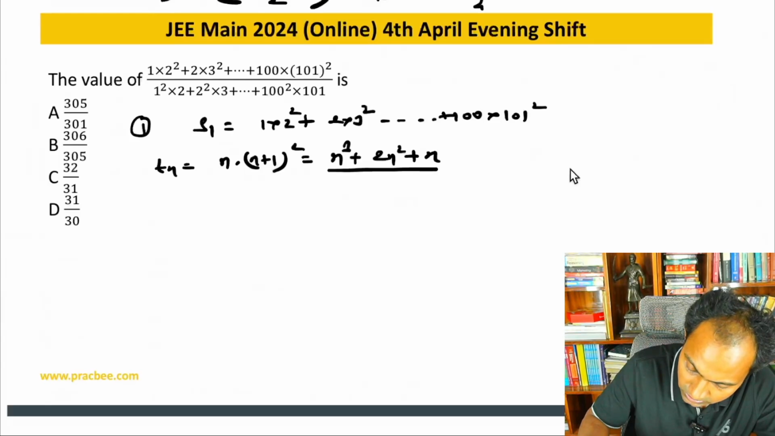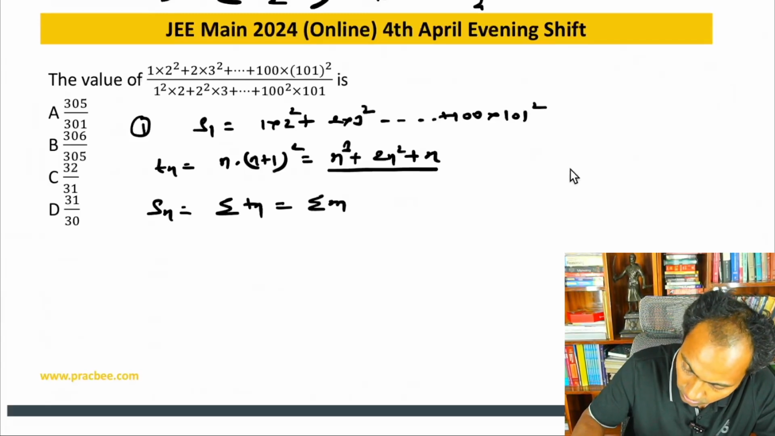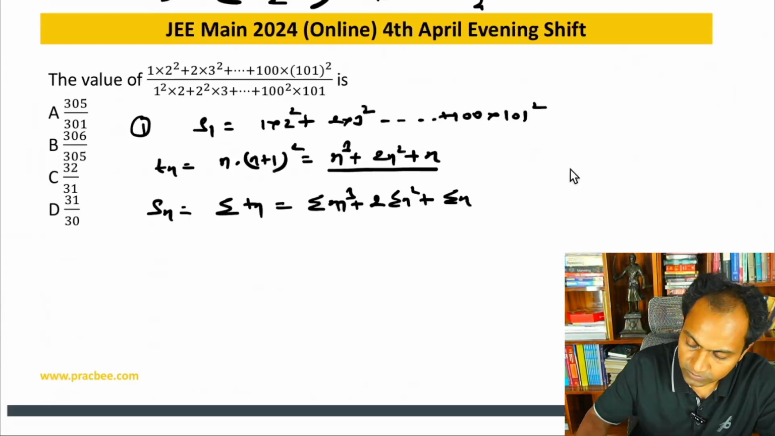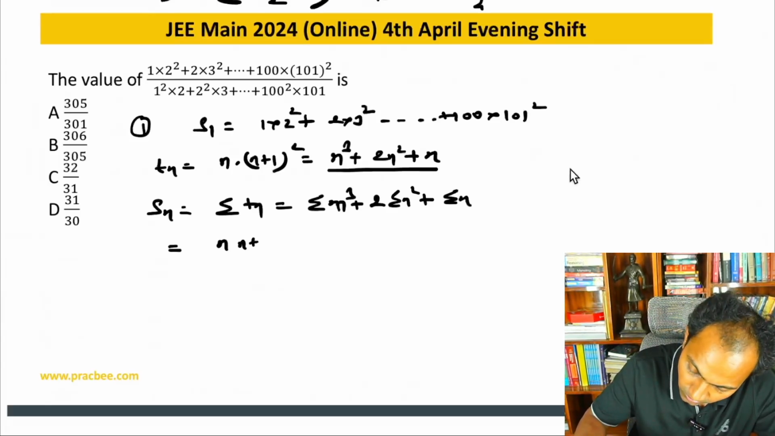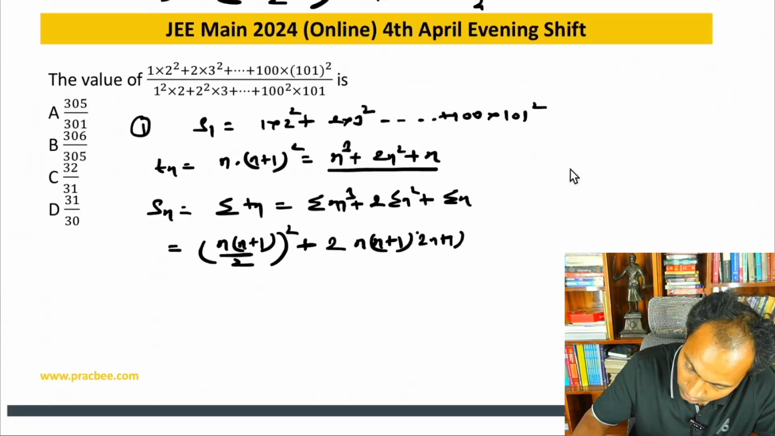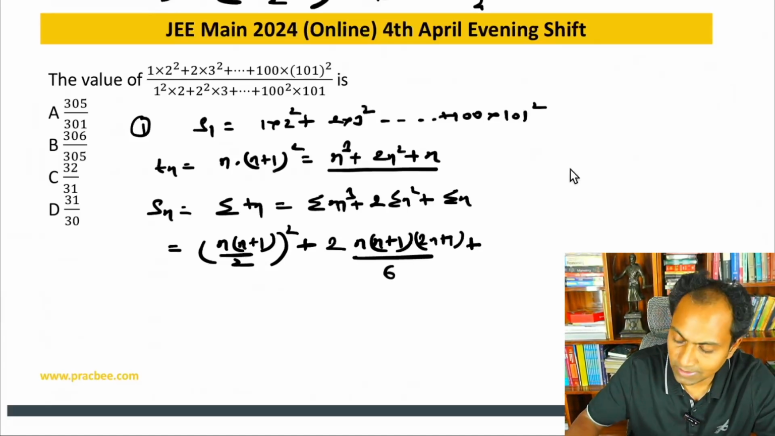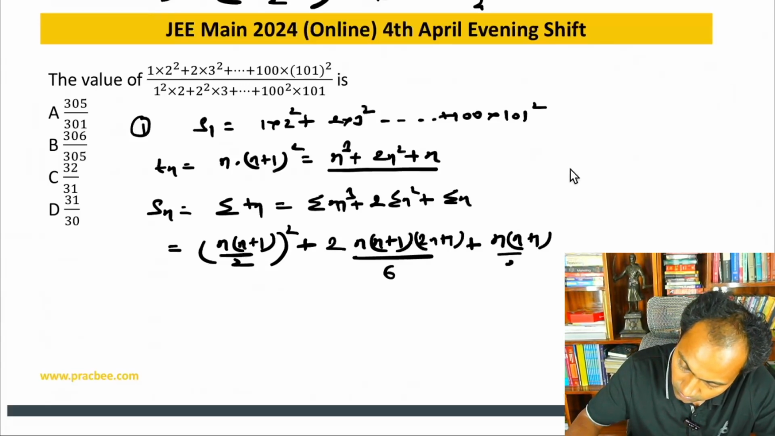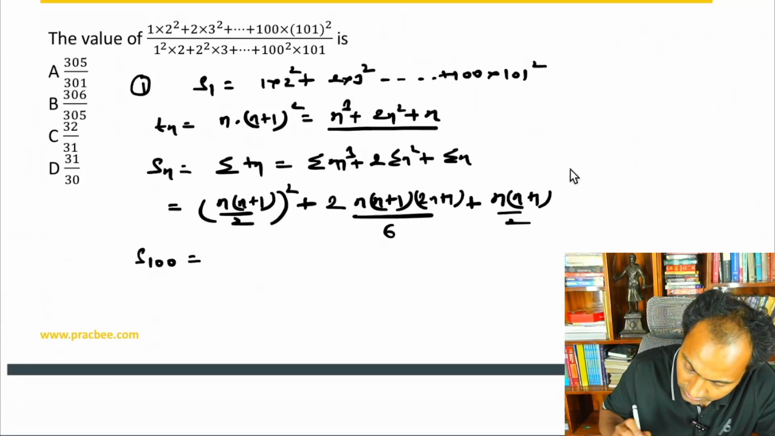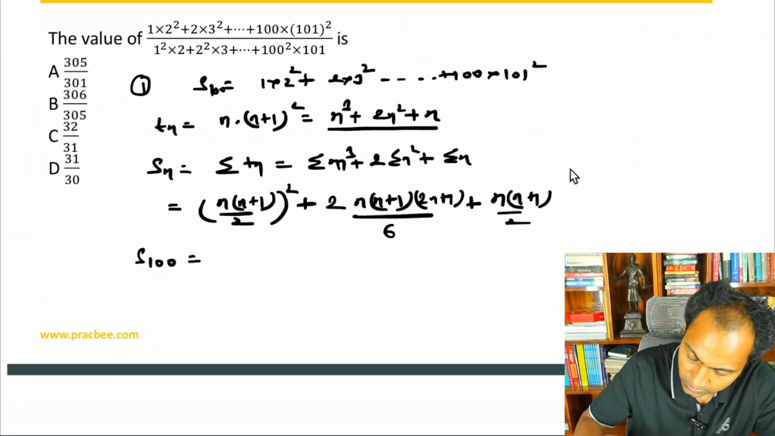And if I want to sum up till n terms, that is summation of Tn, that will become summation of n cube plus 2 times summation of n square plus summation of n. If I substitute the value, this will become (n into n plus 1 by 2) whole square, 2 times n into n plus 1 into 2n plus 1 by 6, and finally n into n plus 1 by 2. Now here all I need to do is substitute the value of 100 to get the value of S100. That is what we need to find.